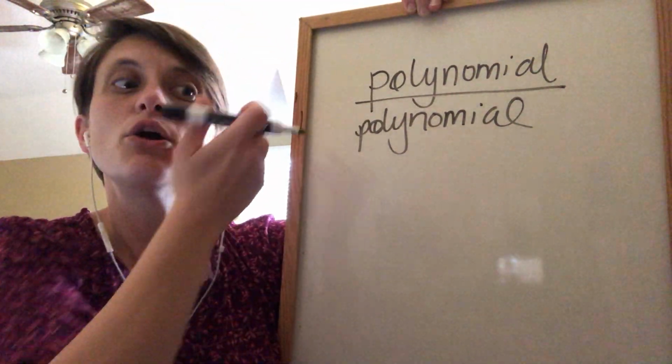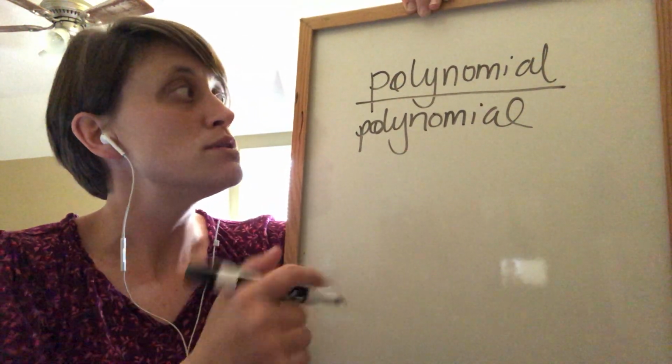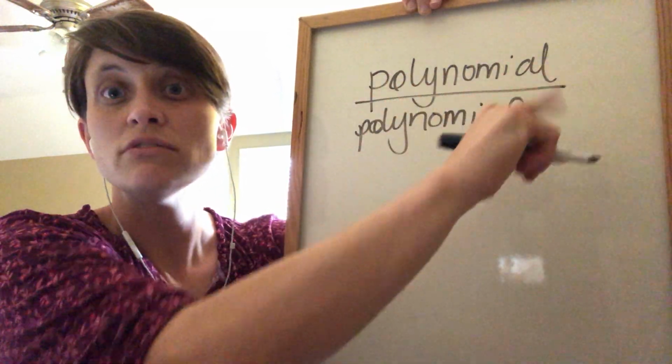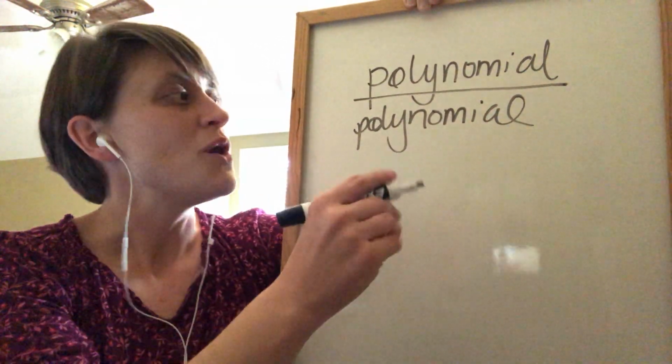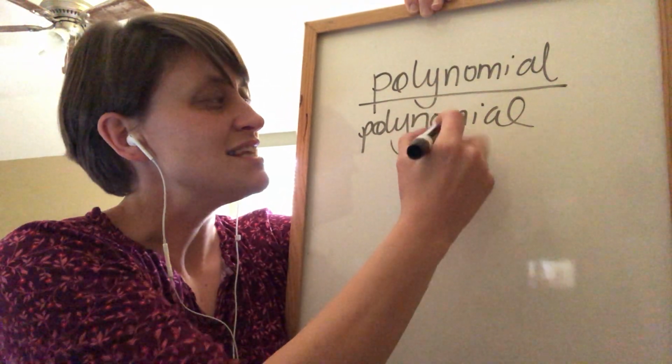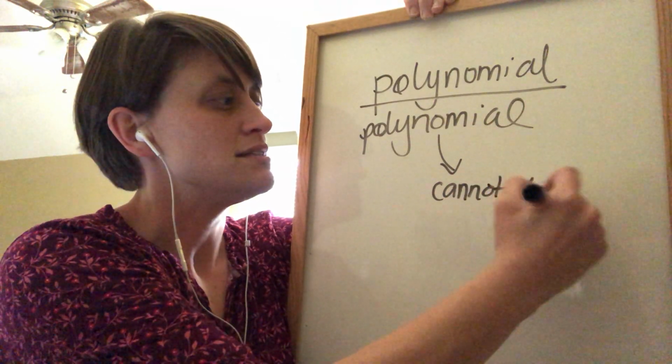Now remember what polynomials can be. They are just expressions that have a bunch of terms in them. So this could be 5. Okay, this could be 7. So the only restriction is that this piece cannot be 0.